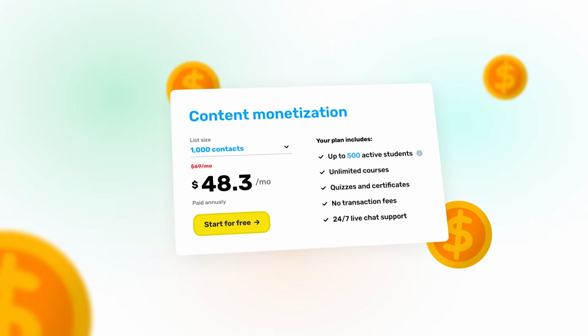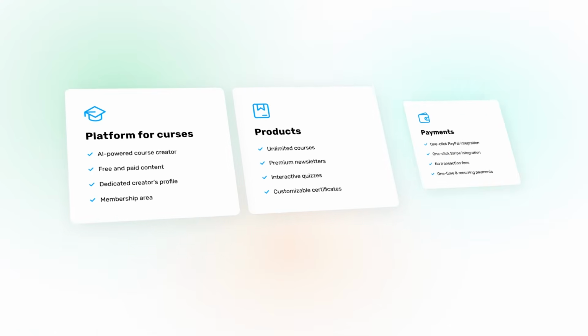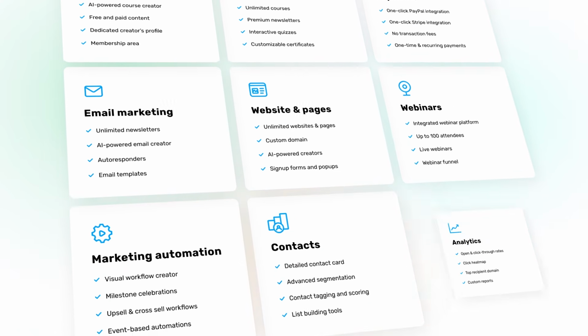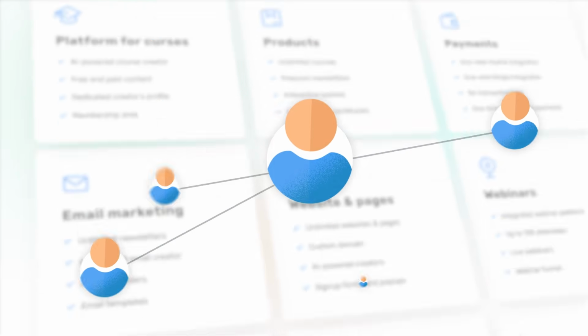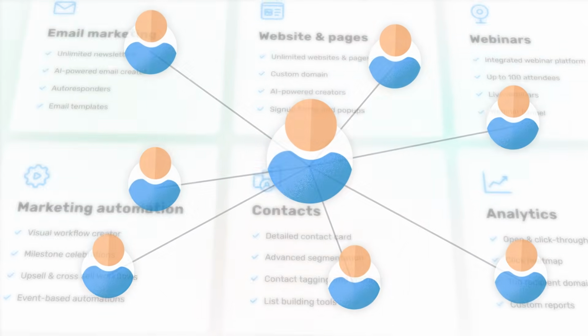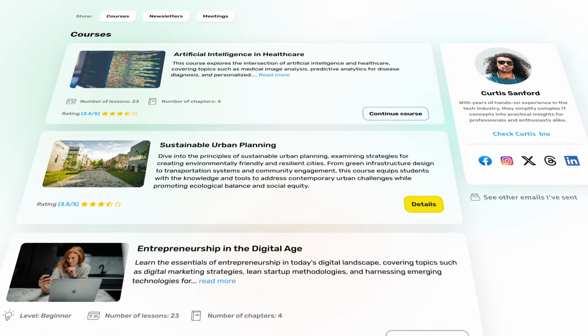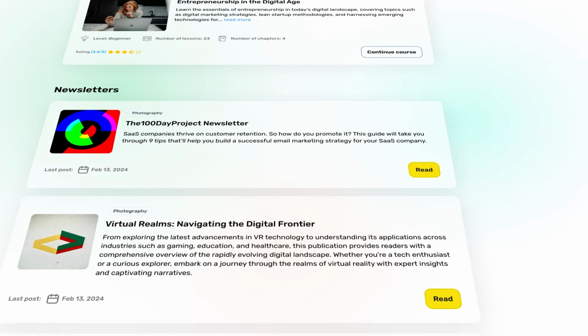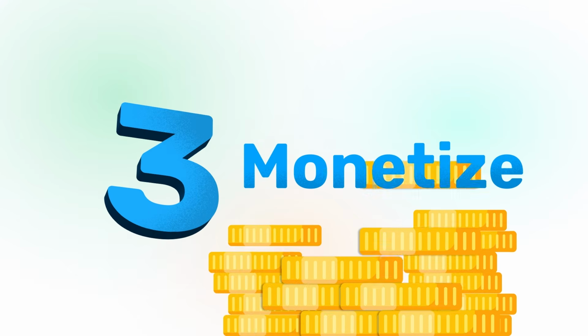Step number 2, market. Our plan for content creators gives you unlimited access to our email marketing and marketing automation tools, providing you with everything you need to build your audience and promote your content. You also get a dedicated profile to showcase and sell all your content. It's cool, we know.